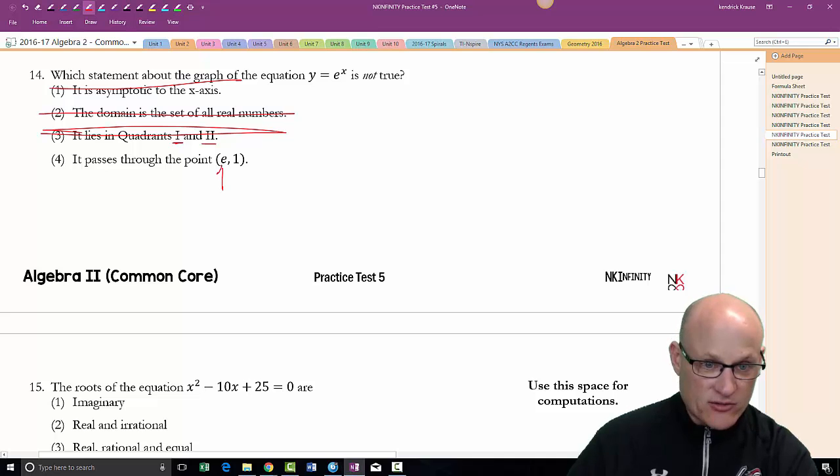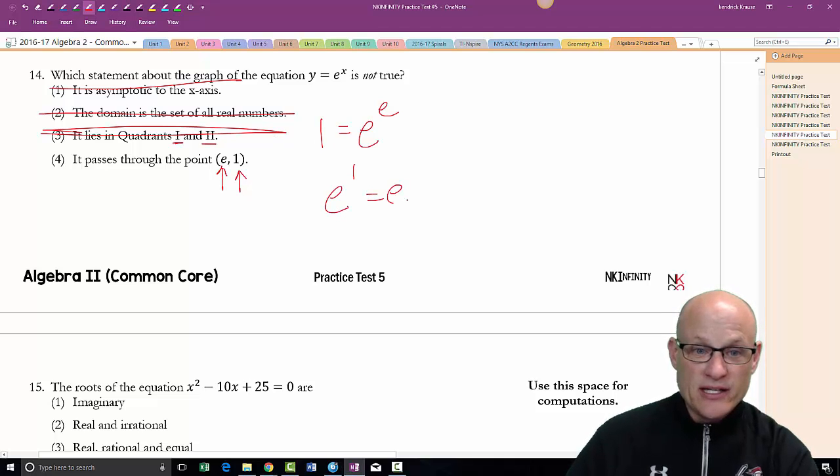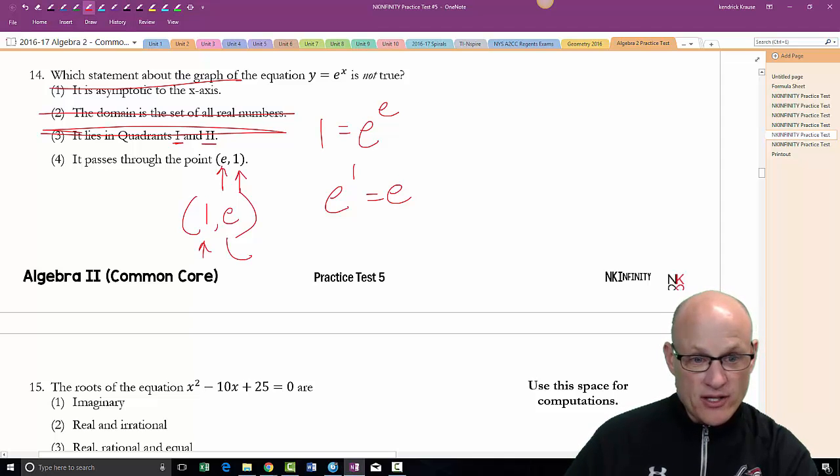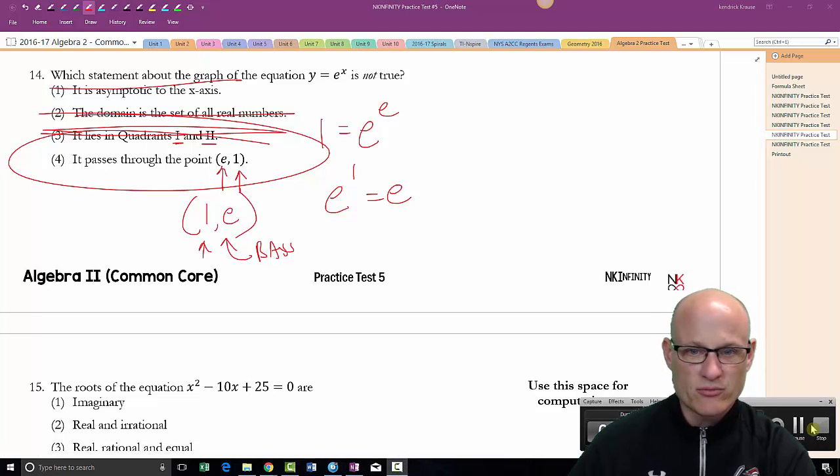Now remember, this is my x value and this is my y value. So y equals e to the e. Does that equal 1? Who the heck would ever do e to the e? E to the 1 is e. It does go through the point 1 comma e. Remember, anytime you're doing exponentials, if you plug in 1, this will give you the base. So there is the wrong answer, which is the right answer for this question, because it's not true. You get it?